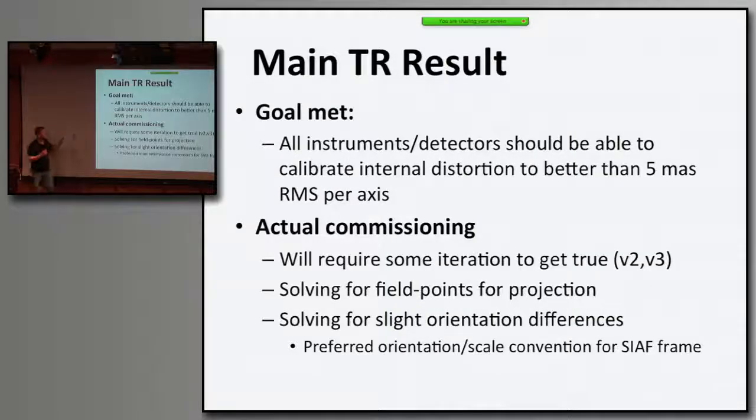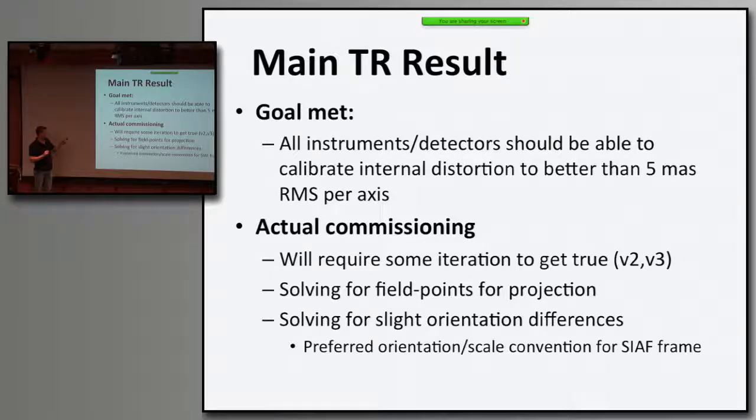So the main result of my technical report that I'm describing here is that all instruments and detectors should be able to calibrate the internal distortion to much better than 5 milliarcseconds per axis, just with a single 10-second exposure of the calibration field. And that's what everybody is very happy to see.